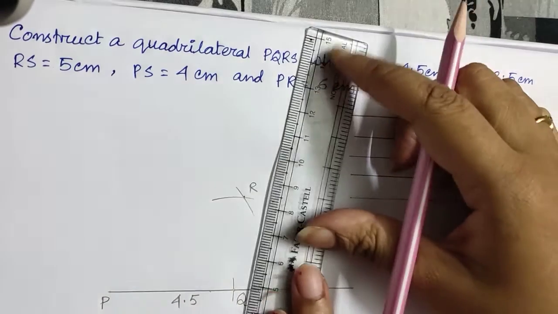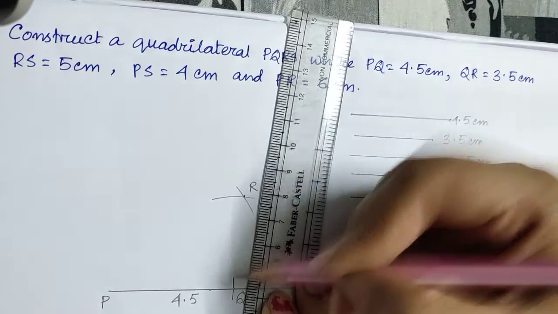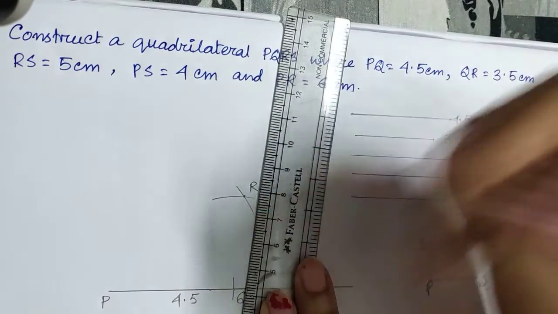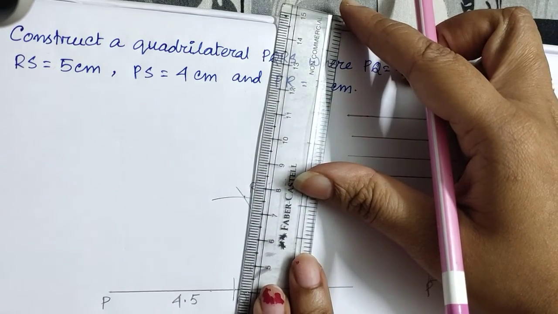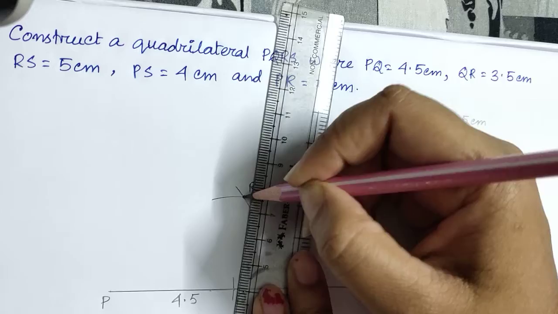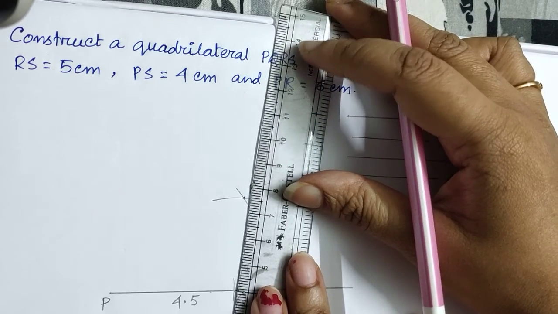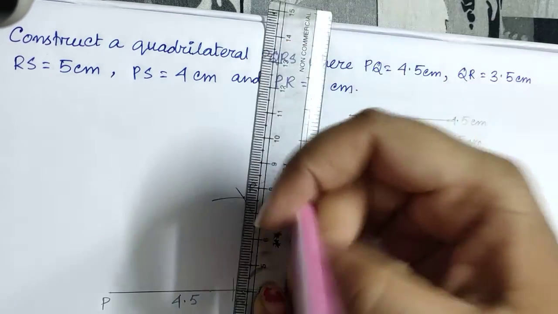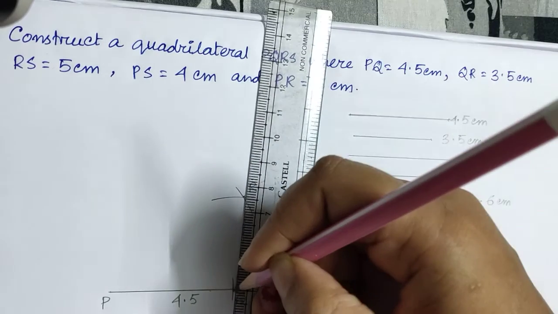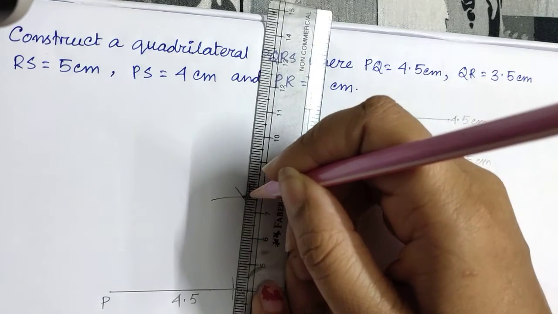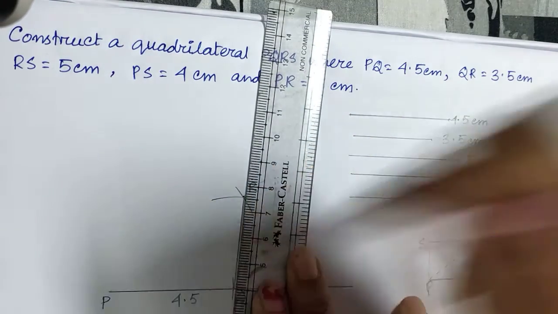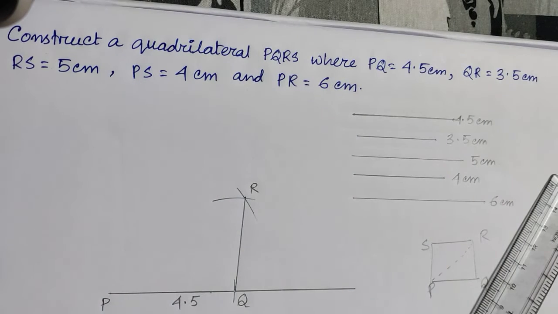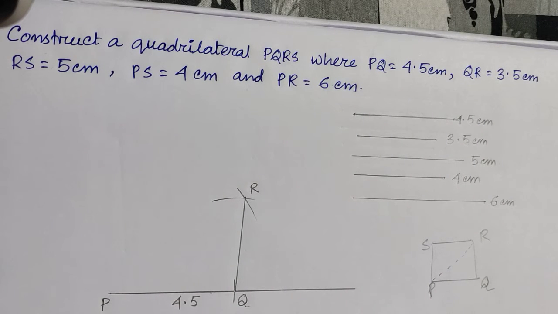Then we need to join P to Q to R, join these two points. This is the R and this is the P. Yes, join this one. So this is the QR. Then what is our next step?